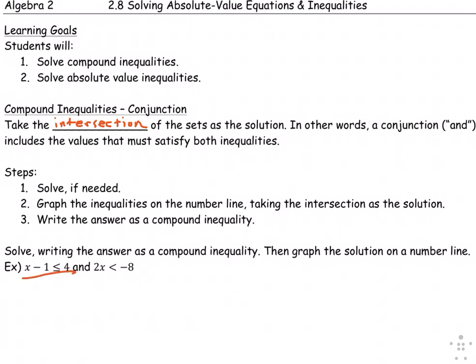So in this inequality, we want to add 1 to both sides. And in the second inequality, we want to divide both sides by 2. What we have is a complete mathematical sentence. However, there is a more concise way to write it by combining the two inequalities, writing the numbers numerically from left to right on the number line as follows.